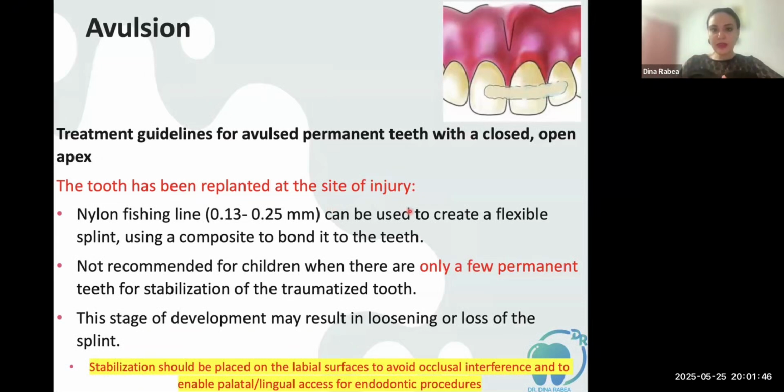Also, the question of whether to use the splint on the labial or the palatal surface. The guidelines suggest to use the splint on the labial surface to avoid causing occlusal interferences to the kid, and also in case we want to initiate an endodontic access. Most of the time we do it from the palatal surface unless we had caries on the buccal surface, severe caries. So it's better to keep the splint buccal.